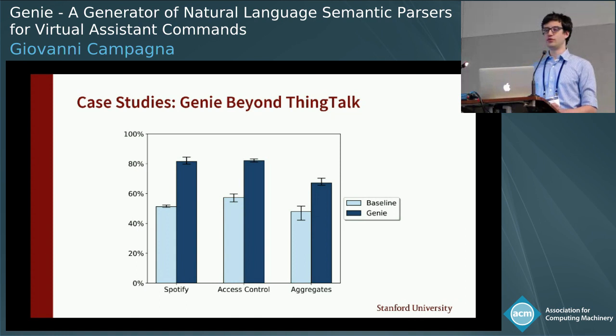We have applied it to a language for access control on primitives, and we get good results on that too. And we also applied it to an extension of ThingTalk where we get similar results, around 60% accuracy.